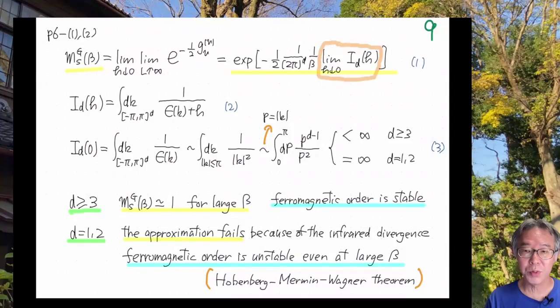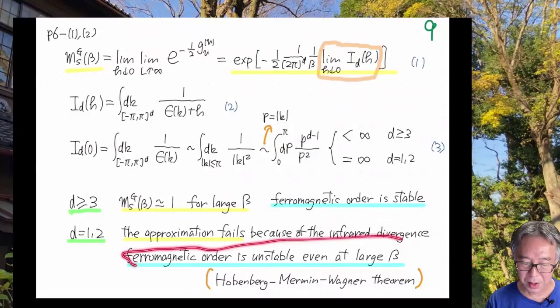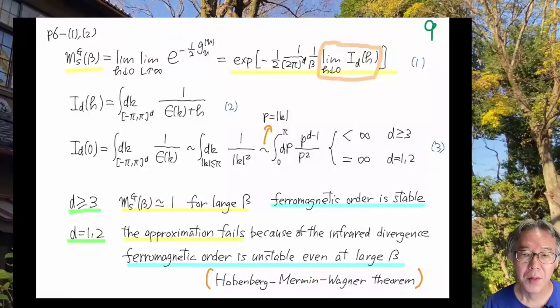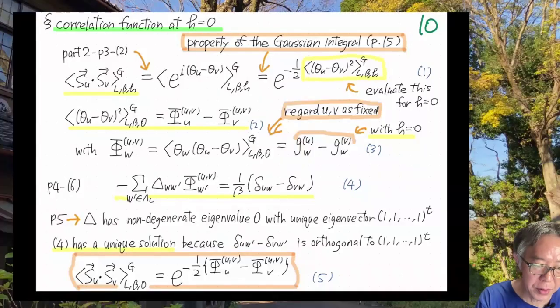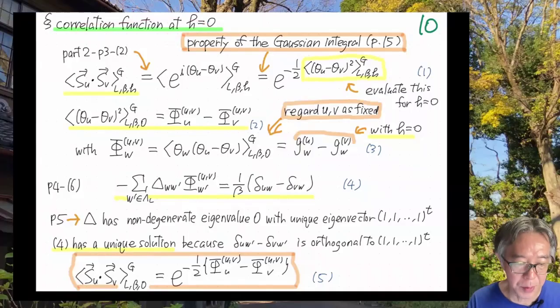Physically speaking, small k corresponds to large scale. So this means that we have divergence from large scale fluctuation. Anyway, we have this large fluctuation, and the approximation fails. And this strongly suggests that the ferromagnetic order is unstable, even at very large beta in these dimensions. We already know this rigorously from the Hohenberg-Mermin-Wagner theorem, but this bold approximation, the Gaussian approximation or harmonic approximation, tells you the same thing.